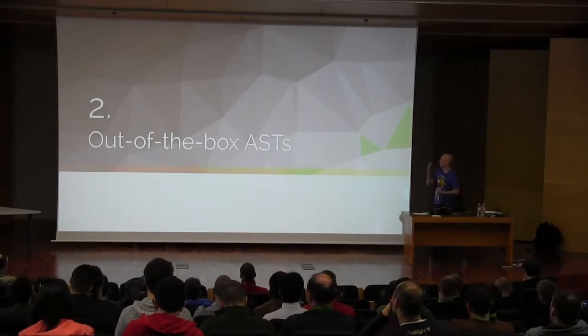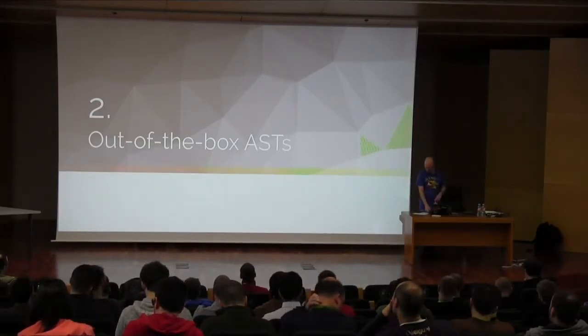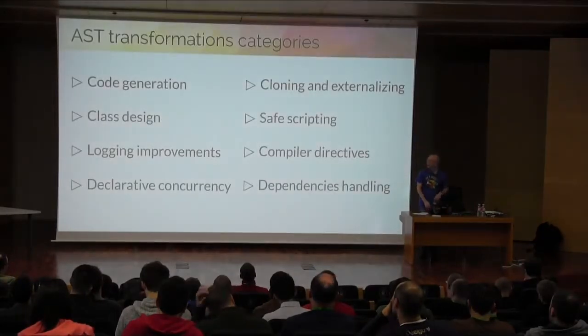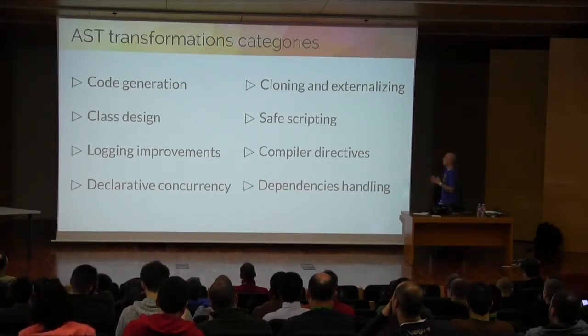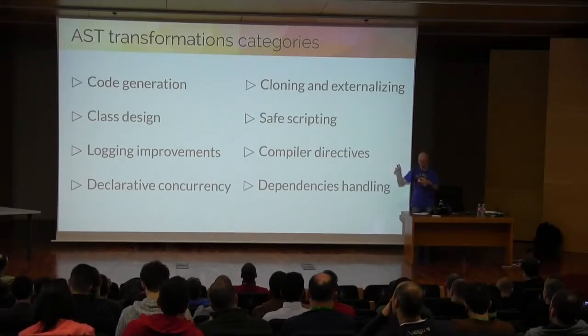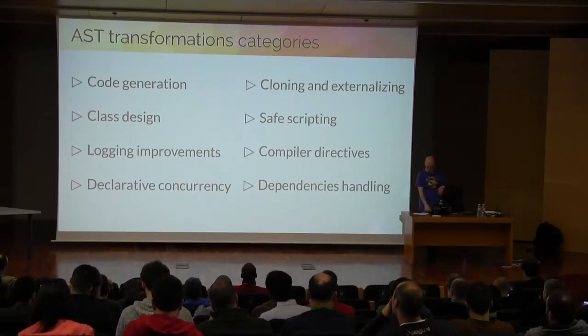So let's talk about some of these out-of-the-box transformations that we have in Groovy. These are the categories. Please don't pay too much attention, because I'm going to explain some of them. I'm going to focus mostly on code generation and class design, but I'm going to show you a transformation for the rest of the categories.